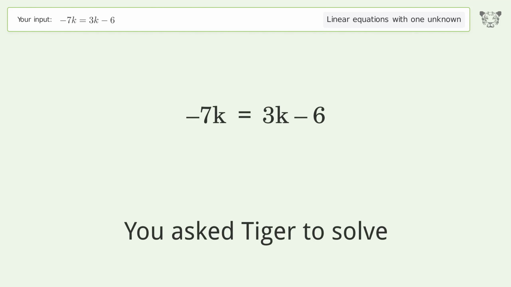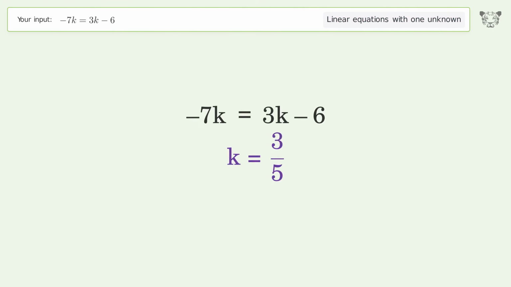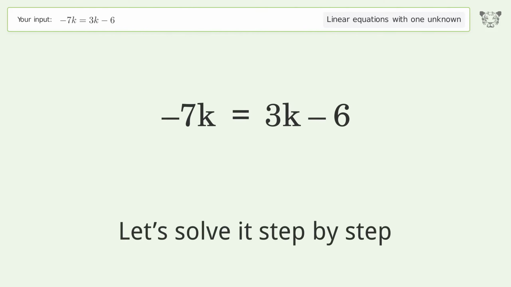You ask Tiger to solve. This deals with linear equations with one unknown. The final result is k equals 3 over 5. Let's solve it step by step.